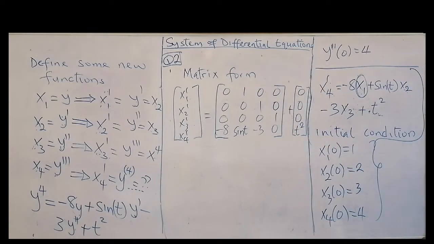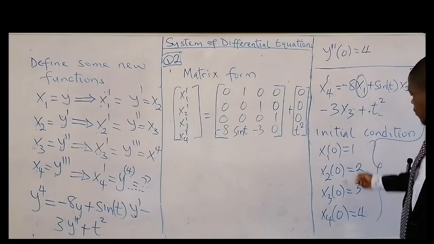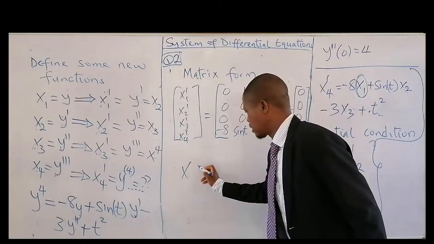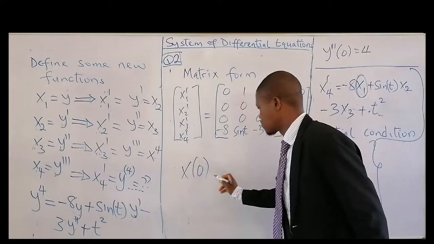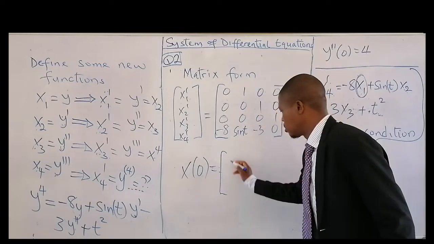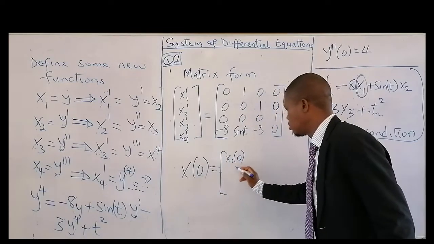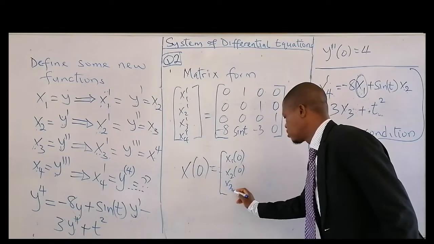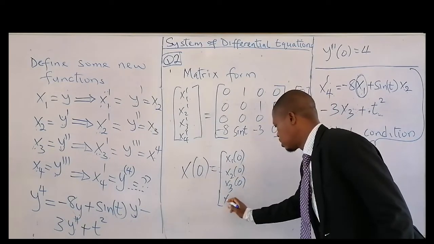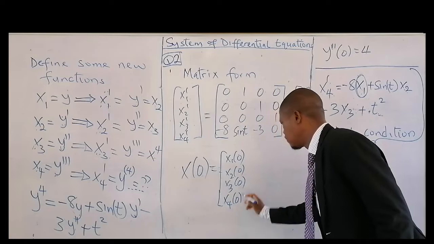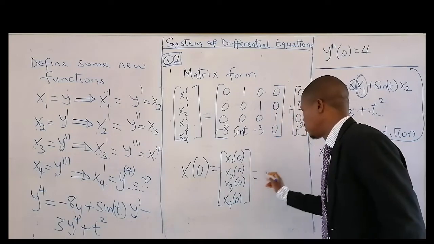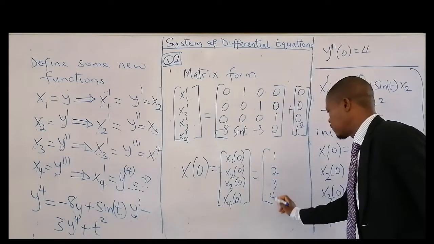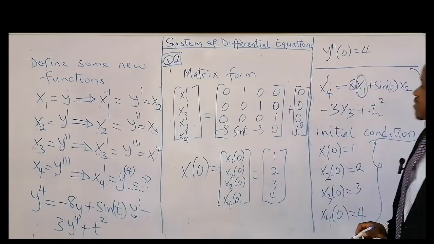So that's that. Then the conditions given, you can write in this form: x as a function of 0 equal to x1, x2, x3, x4, and this is equal to 1, 2, 3, 4. So that's that in matrix form.